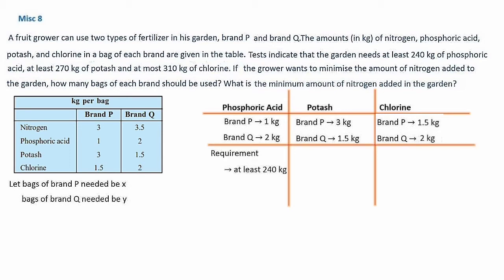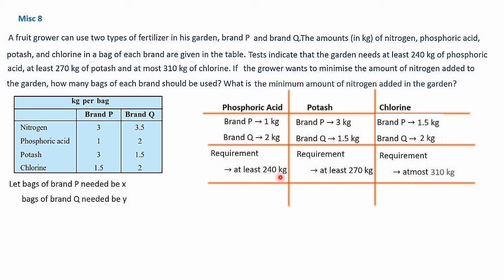And the requirement, let's check. Requirement at least 240 kg of phosphoric acid, that is written. Next is at least 270 kg of potash, it's written here. And at most 310 kg of chlorine, it's written here. Next, what we have to do is, by using these conditions, we have to make the inequalities. That means here 1 into X plus 2 into Y, at least means greater than or equal to 240.